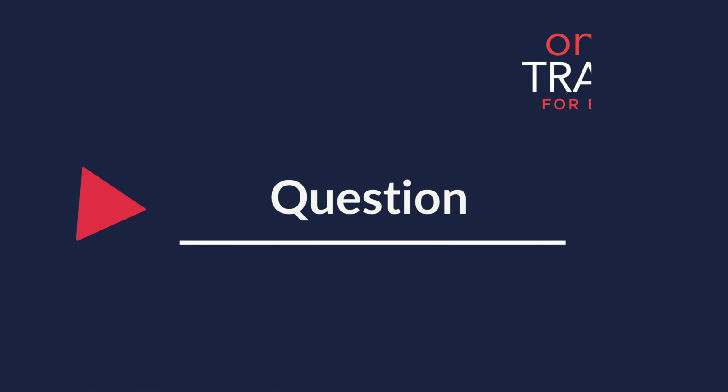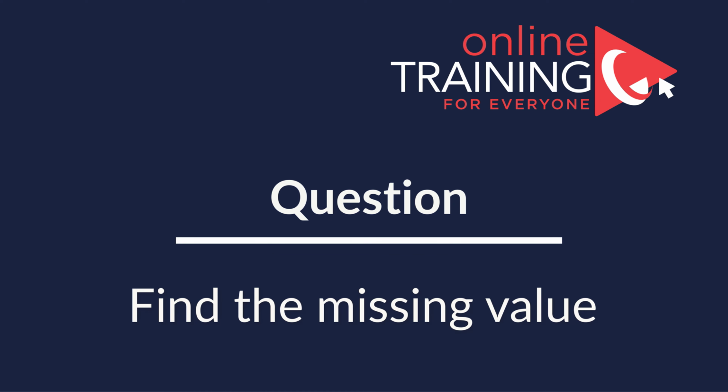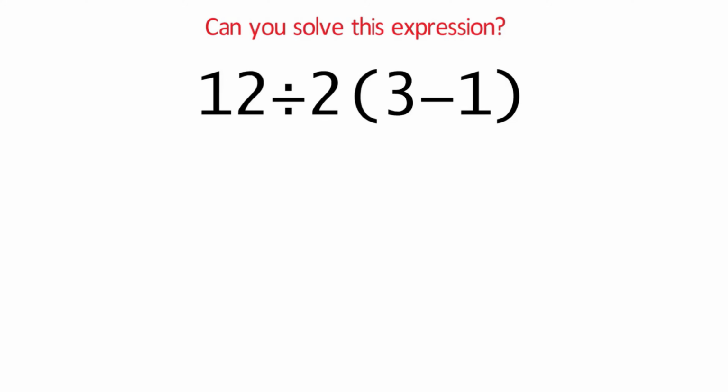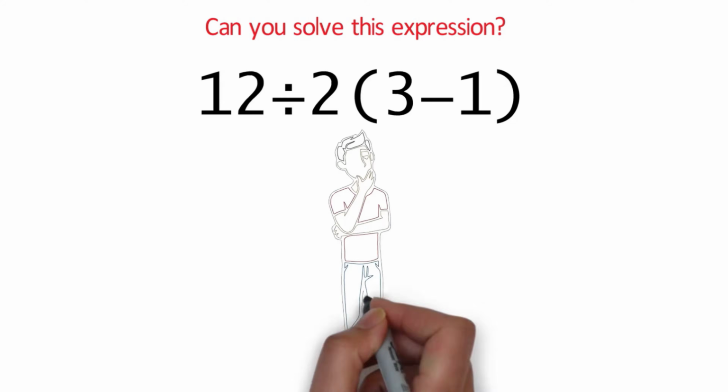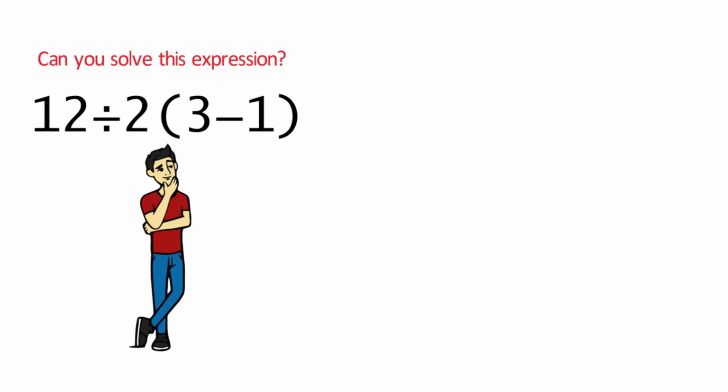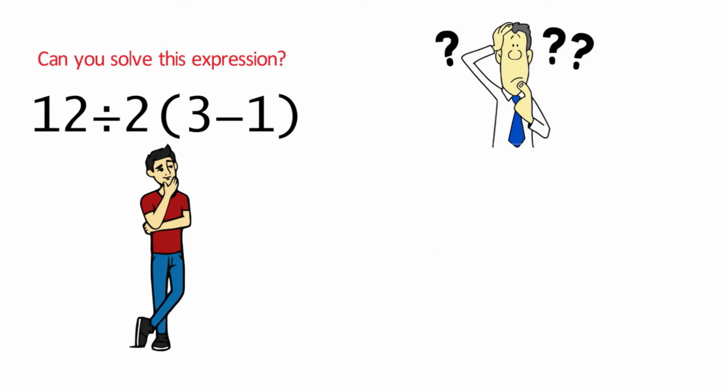Here's an interesting question, which is easy to understand, but at the same time you will have a lot of fun solving it. You need to calculate the simple expression 12 divided by 2 and then multiplied by the value in parentheses, which is 3 minus 1. Take a look closely and see if you can come up with the answer.